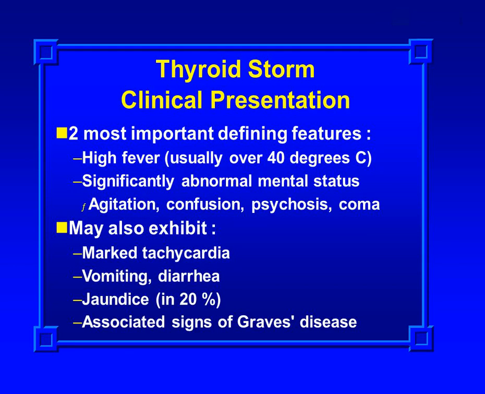Thyroid storm clinical presentation. Two most important defining features: high fever, usually over 40 degrees Celsius, and significantly abnormal mental status: agitation, confusion, psychosis, coma. May also exhibit marked tachycardia, vomiting, diarrhea, jaundice in 20%. Associated signs of Graves' disease.